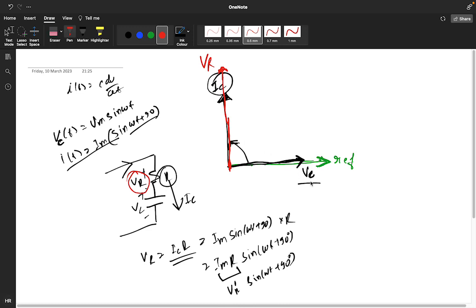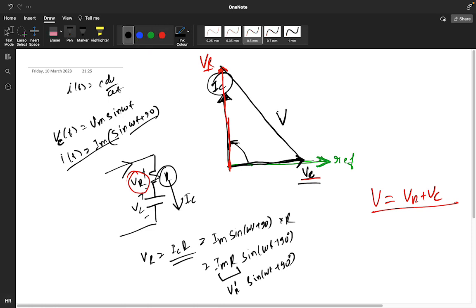So now you have VR and VC. What will be the overall V? V is nothing but VR plus VC. So you just have to join them. This will be V, and you have to take the angle theta.